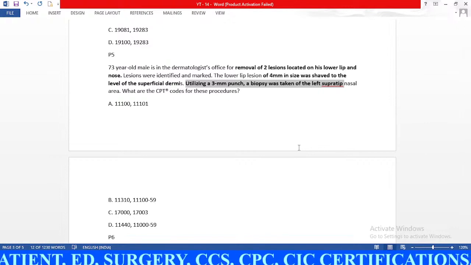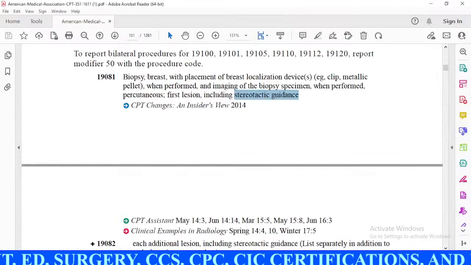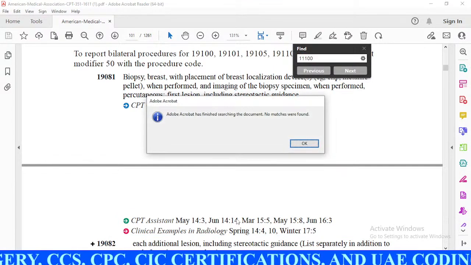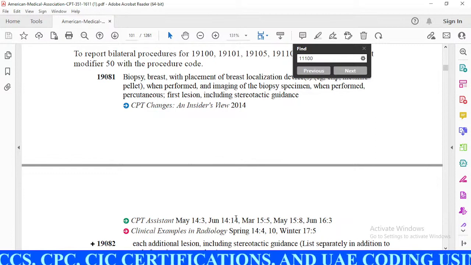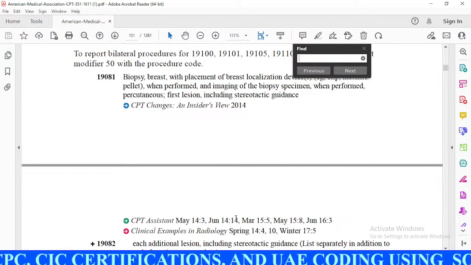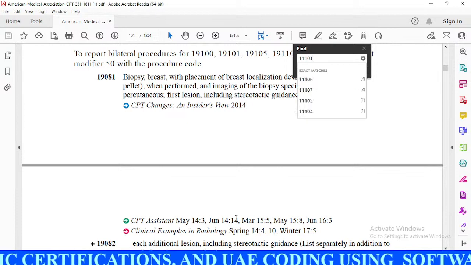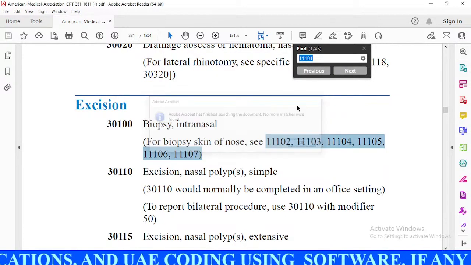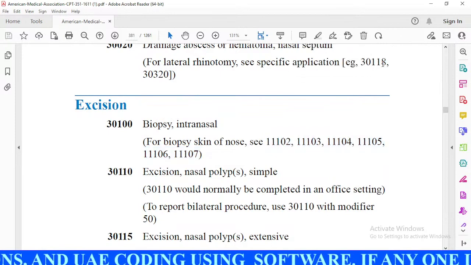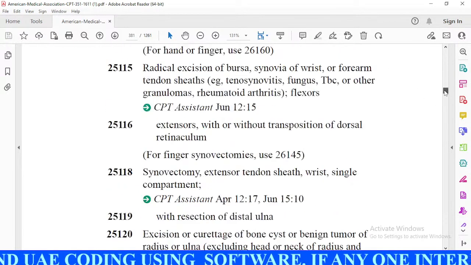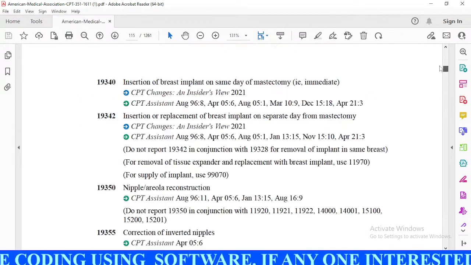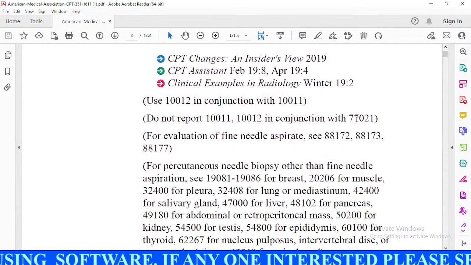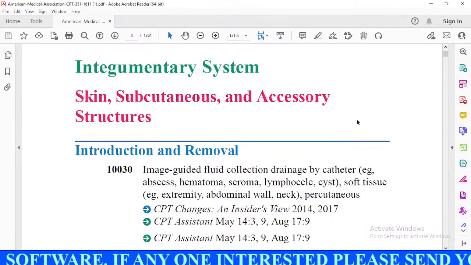We will check 11100. What is that? So I think we can't find that code. I think that is an older paper. 11100. Oh, let me check once.